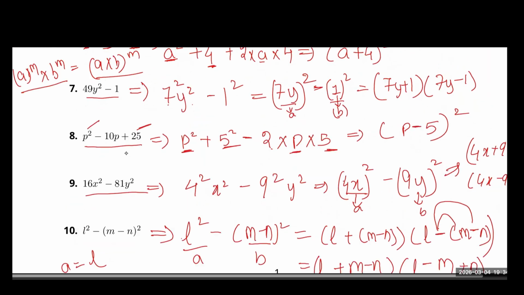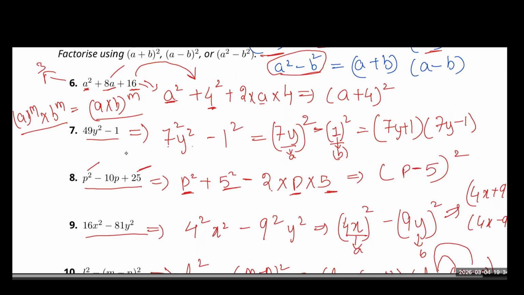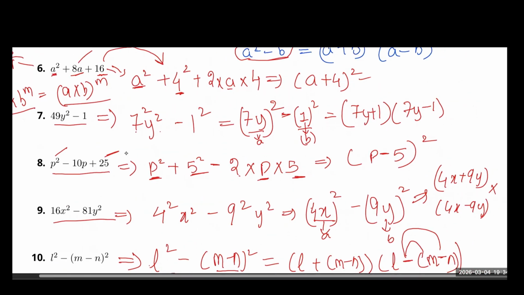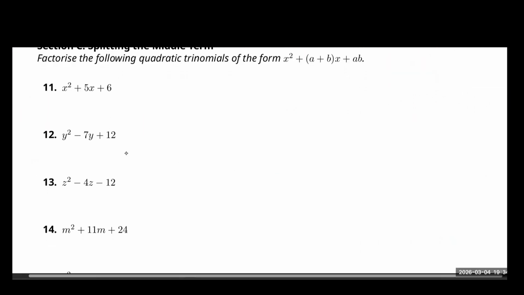Now, next. If you see this one, you can again factorize it as (a plus 4)(a plus 4), and (b minus 5)(b minus 5). For square terms, just factorize the same as this. Now, next one.